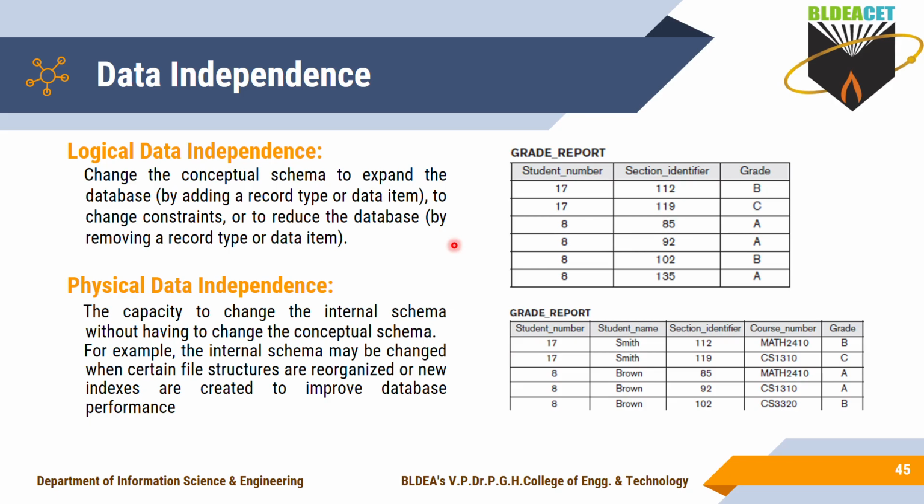That is the physical data independence. Is it clear now? So logical data independence means making changes in the conceptual schema doesn't make any difference to the internal schema. Physical data independence means you can make changes in the internal schema and it doesn't make any difference to your database structure. Is it clear now?